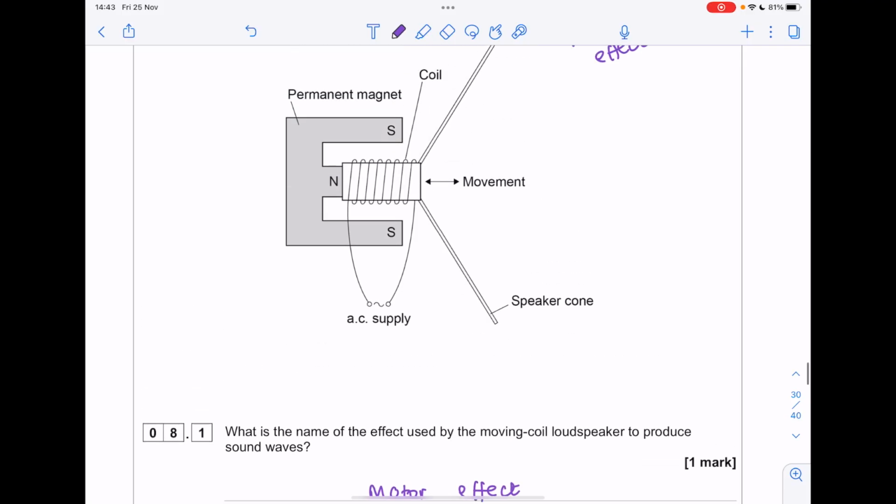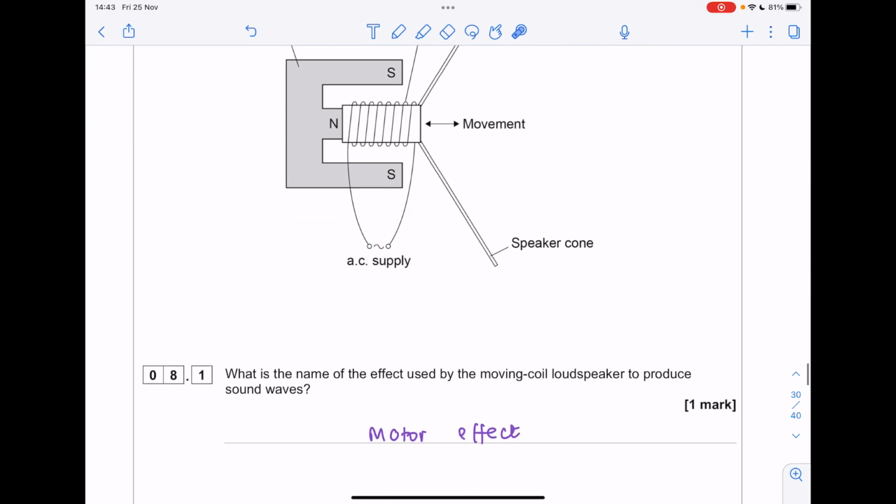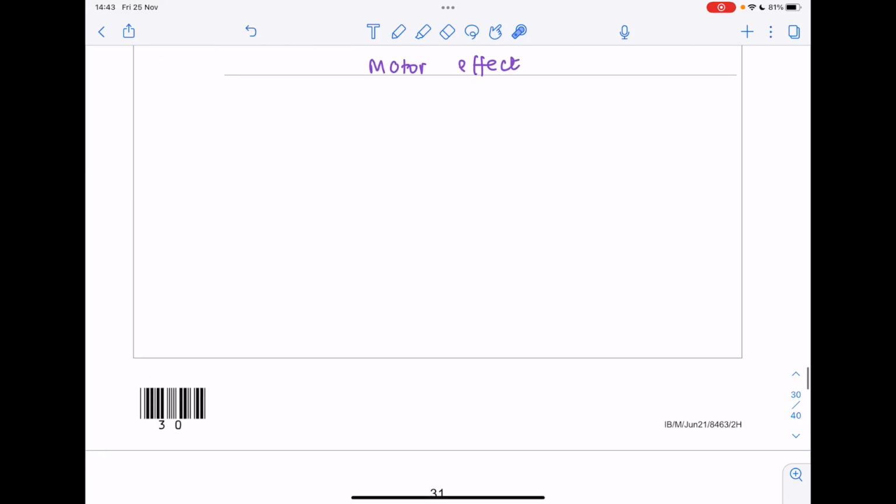Why do I know that? Because we have an electromagnet, we have an AC supply, and we have movement. So remember Fleming's left-hand rule, which links movement, magnetic fields, and current.